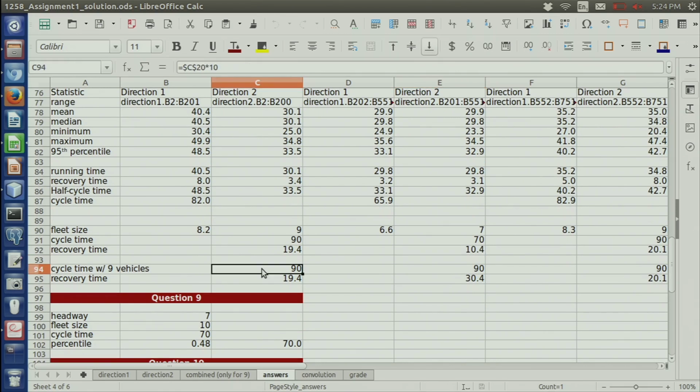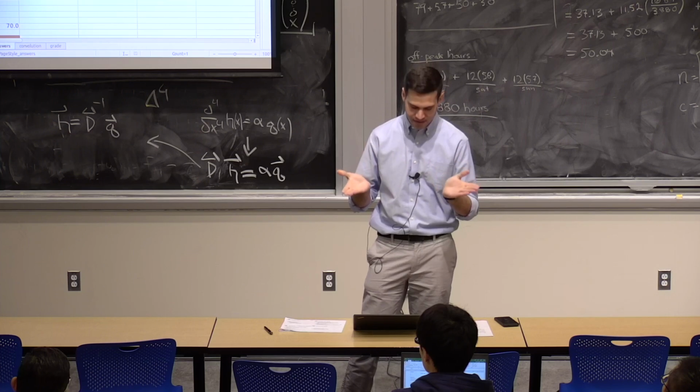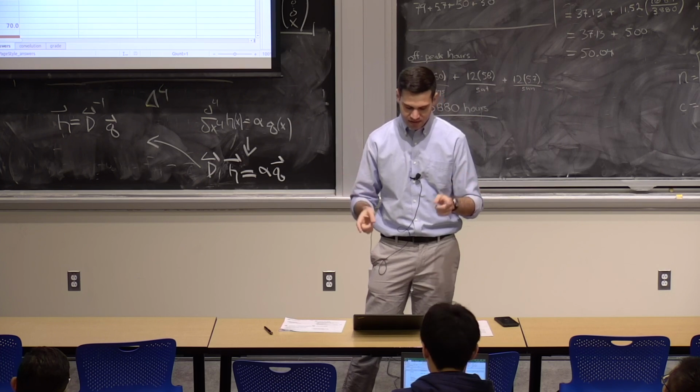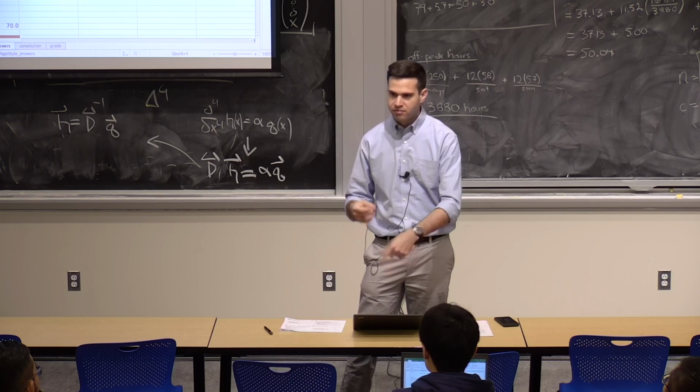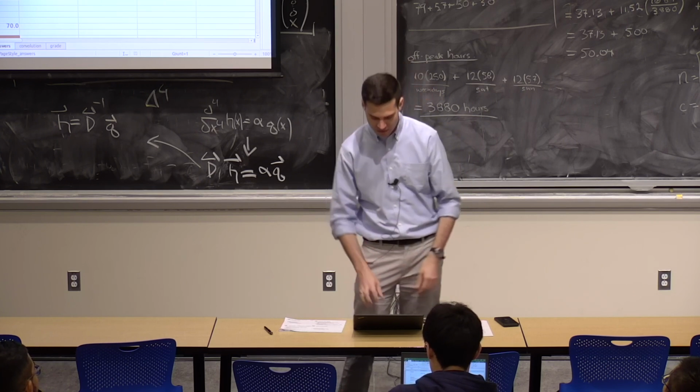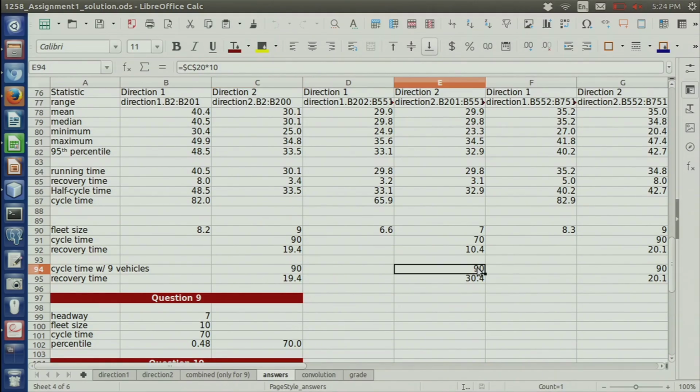So then I asked, what if you had made the mistake of using all the data combined? That means you're fine on the AM and PM peaks, but you would be excessively provisioning resources in the off-peak. Your cycle time was 90 because you said it was 9 vehicles, and that recovery time would be 30 minutes and a half, which would be excessive.